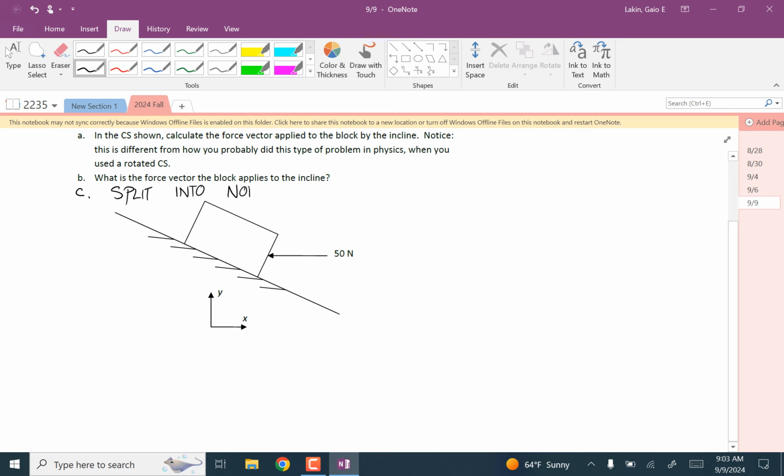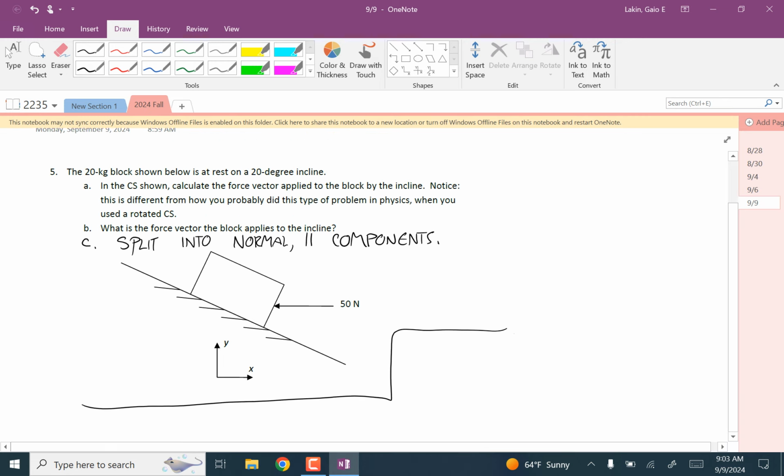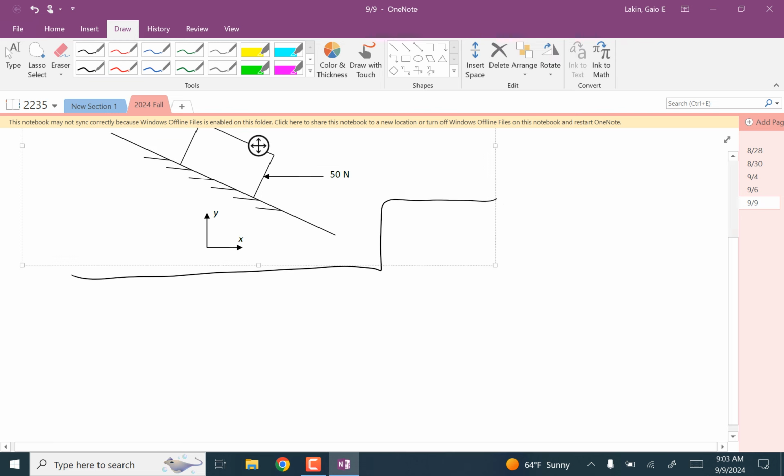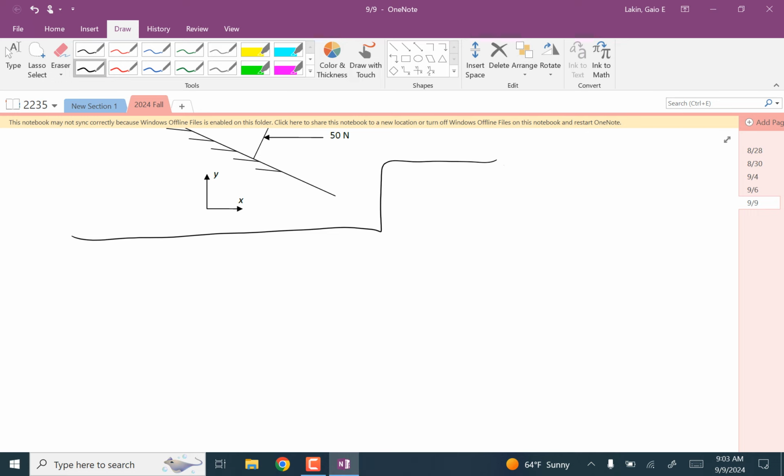We're going to split it into normal and parallel components, you know, perpendicular and parallel to the surface. I don't know if it's part C or what, but okay.